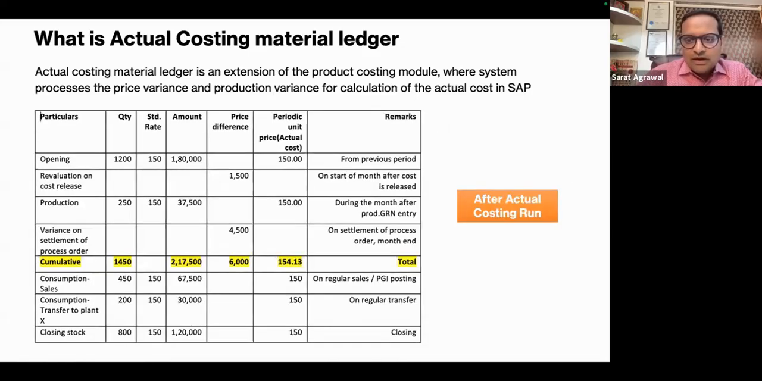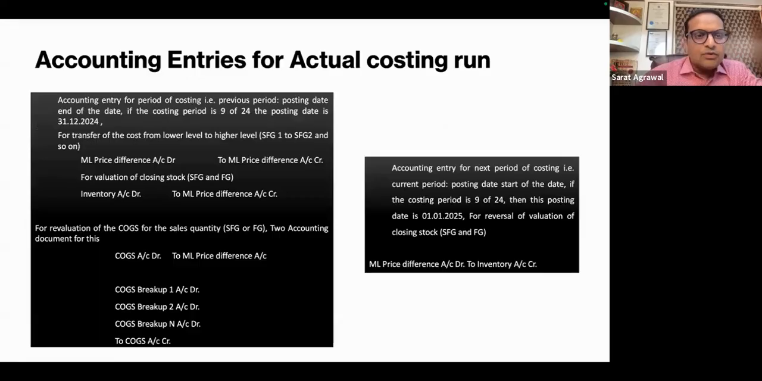Now let's go. After the actual costing run, you can see the system has calculated that process, and the entire things are getting revalued. Now, these are the accounting entries which we can see from the system.